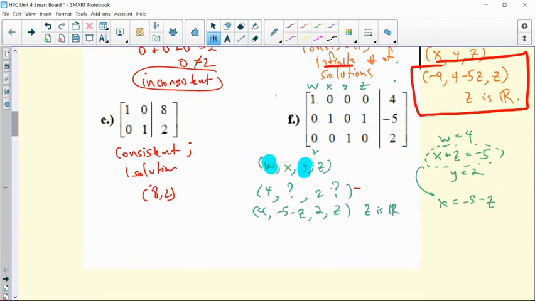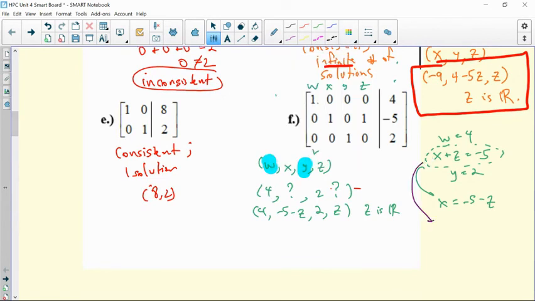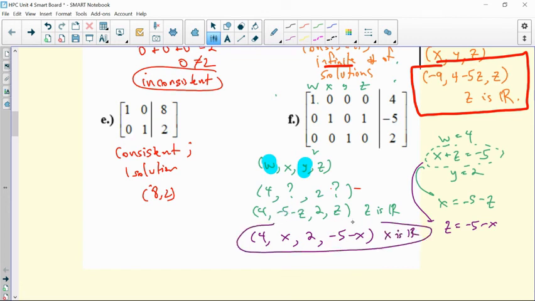Or if you wanted to, you could have solved for Z. So Z is equal to -5 minus X. And when you wrote that solution, you'd have 4, and then X could have been anything, your Y was 2, and now your Z would have been -5 minus X, where X is the real number. So either this is a fine answer or this is a fine answer. But please realize that there's an infinite number of ordered quadruples. As soon as you decide X, you've got another solution to the system.